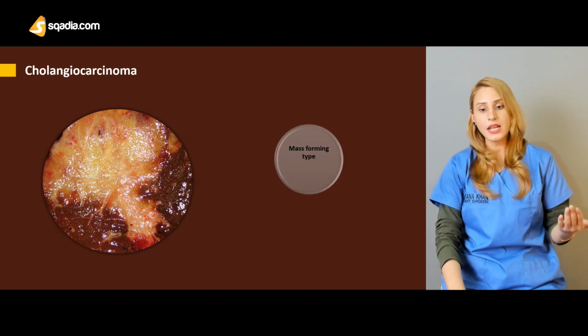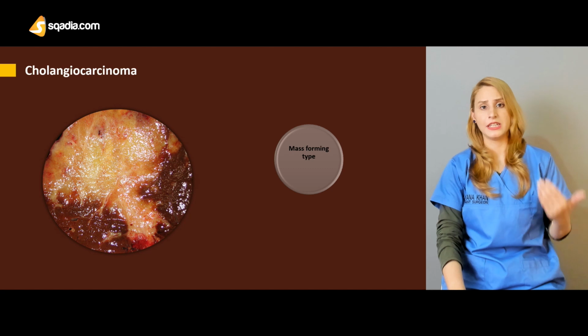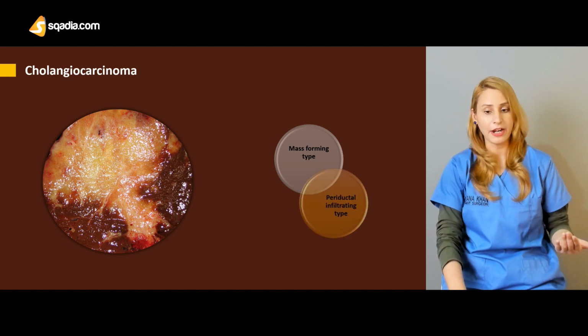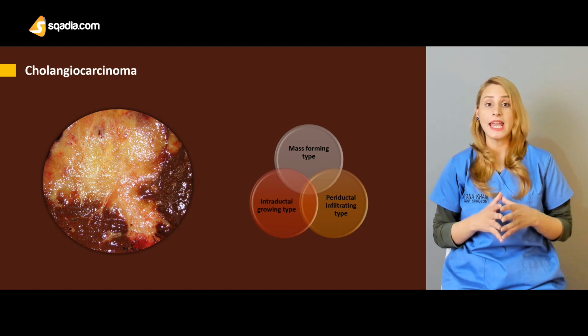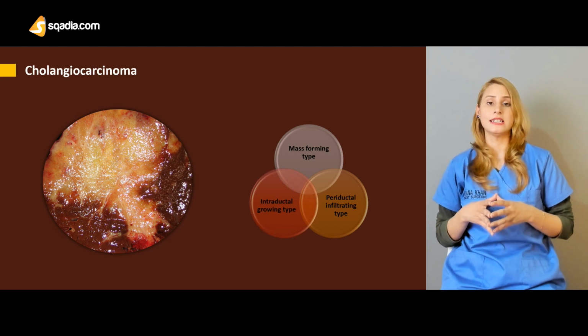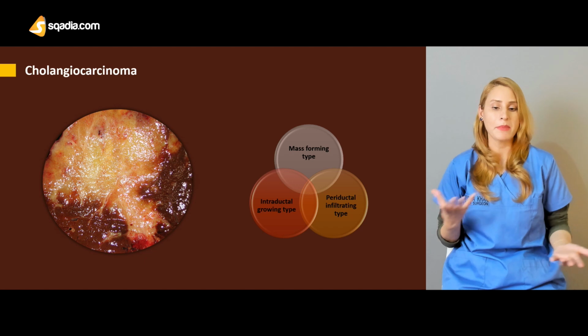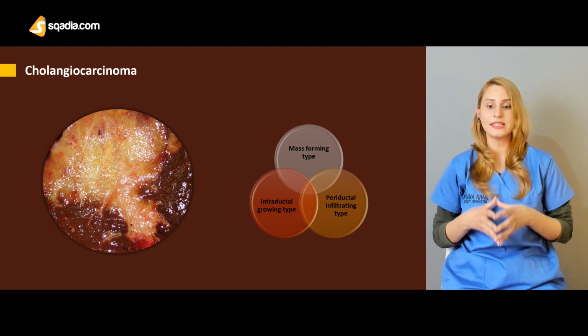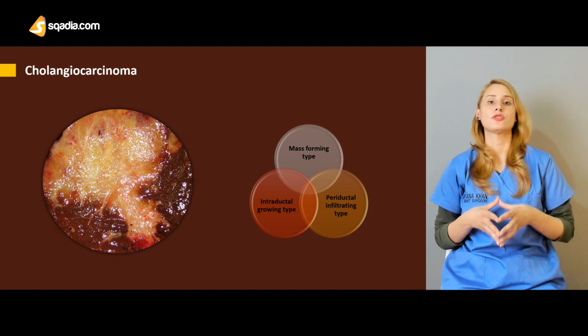Now, there are three main types of gallbladder cancer. One is the mass-forming type, another is the periductal infiltrating type, and the third is the intraductal growing type. Now, what do you mean by mass-forming? What do you mean by intraductal? And what precisely do you mean by periductal infiltrating types?